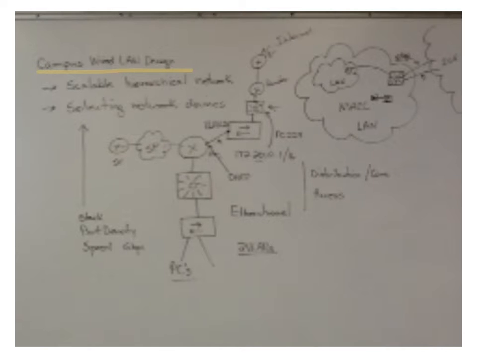Campus-wide wired LAN design, scalable, we talked about the hierarchy, selecting network devices, stack, port density, speed of the ports, and we talked about ether channel again, distribution core, access layer. Here we have a collapse core, have them all together, and here we talked about a network design here at the campus, getting all the way out to the internet.